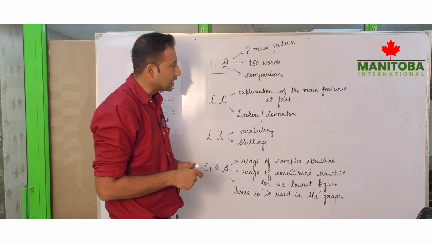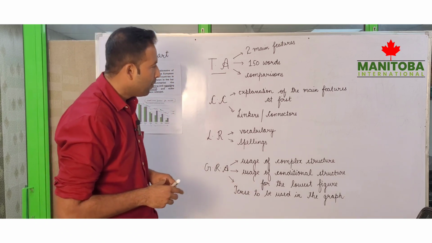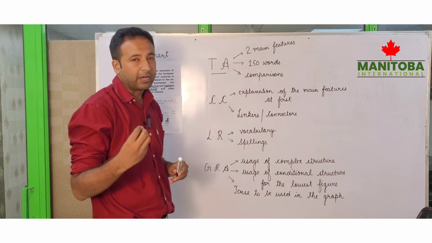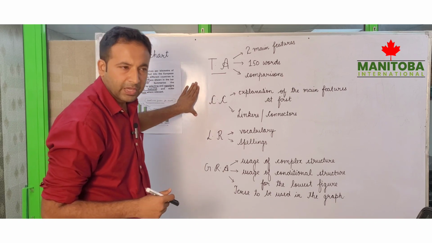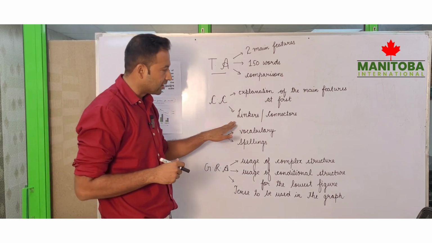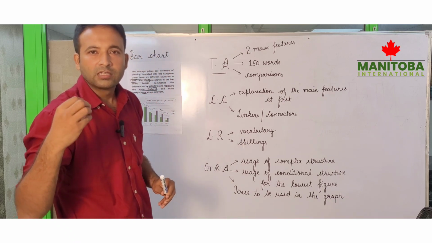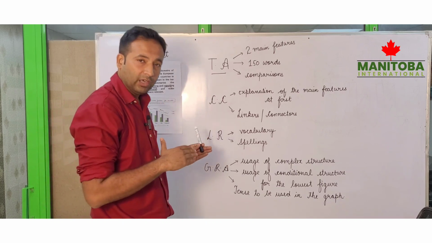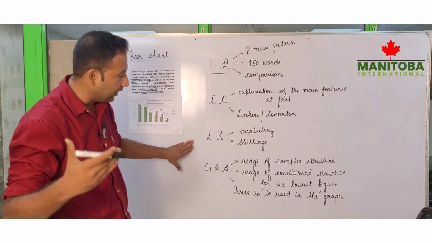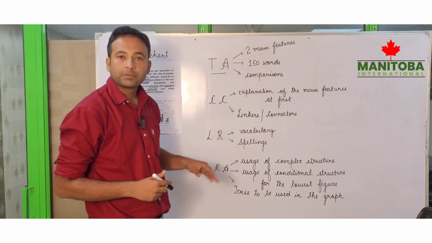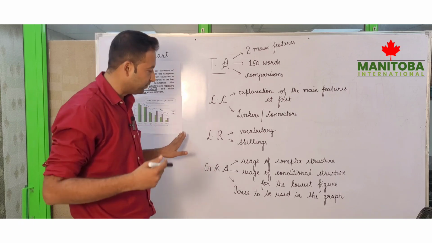CC, that means explanation of the main feature at first. That comes under body paragraph. Body paragraph, under the main feature, whether the explanation was given or not, that comes under CC. Under CC comes another thing, linkers, connectors. However, nevertheless, likewise, similarly, whether these connectors were used or not. Then comes LR, lexical resource, vocabulary. Second thing is spelling mistakes. The more spelling mistakes there are, in that case, there would be more deduction.